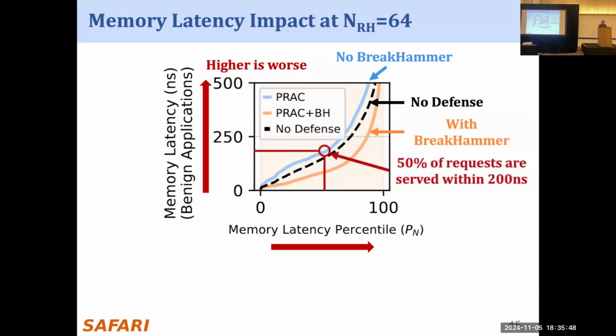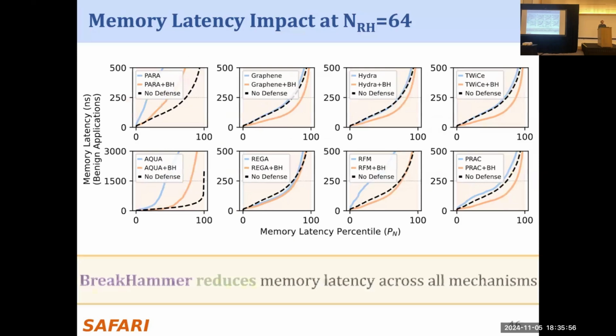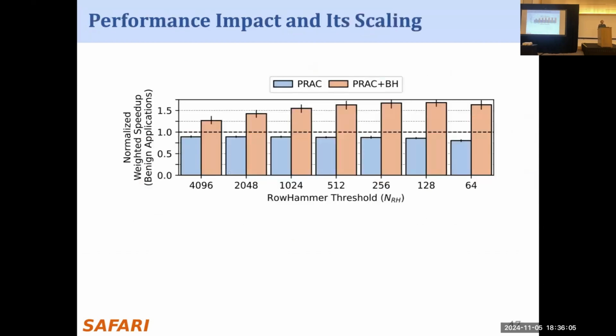As an example again, this point on the blue line means that when we have Preg, 50% of requests are served within 200 nanoseconds. When we look at all of our results, we observe that BreakHammer reduces the memory latency of all evaluated mitigation mechanisms across all percentile values. We analyze the reduced RowHammer preventive action count and improved memory latency effect on system performance.